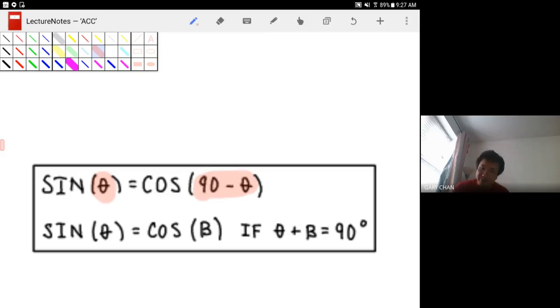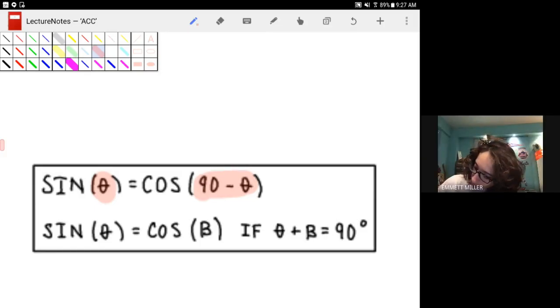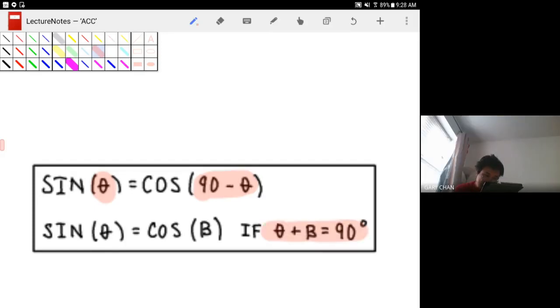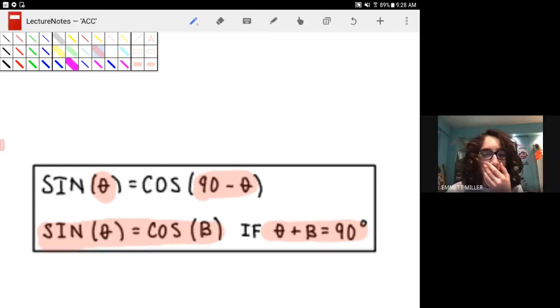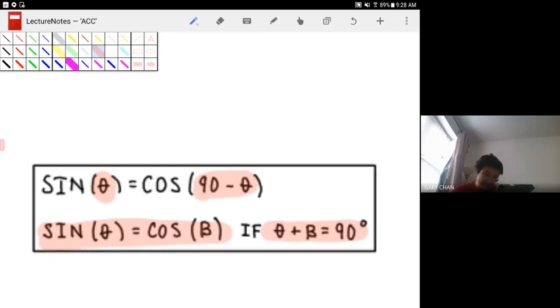But what is the actual relationship between theta and beta? They equal 90 if you add them together, right? Isn't that the case that we have right here? Yeah. That's what that's saying. So sine of an angle will equal cosine of another angle if those two angles add up to 90.